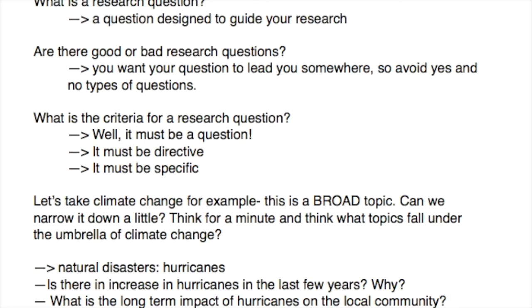Okay, so I have two questions. Those are the two things I kind of want to know about hurricanes. Is there an increase in hurricanes in the last few years, and why? And what is the long-term impact of hurricanes on the local community? Okay, well, let's look at these. Are either of these yes or no questions?